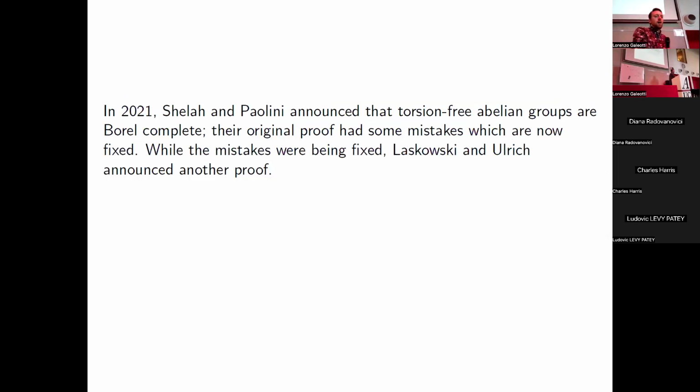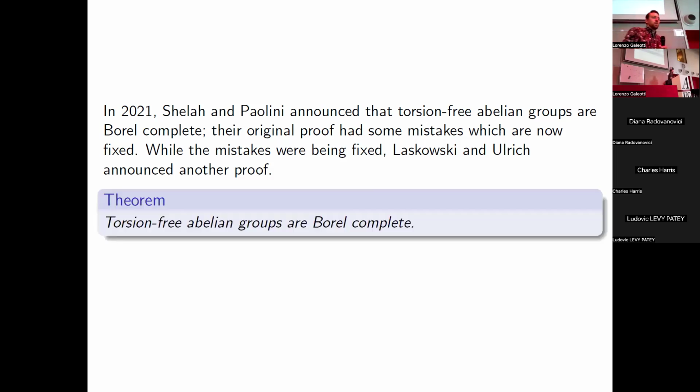And then recently, Shelah and Paolini announced that they did have a proof that torsion-free abelian groups are Borel complete. They published a proof. There were some mistakes. They were fixing the mistakes. Laskowski and Ulrich announced a different proof, going through what looked on the surface like pretty different methods, that torsion-free abelian groups really are Borel complete.